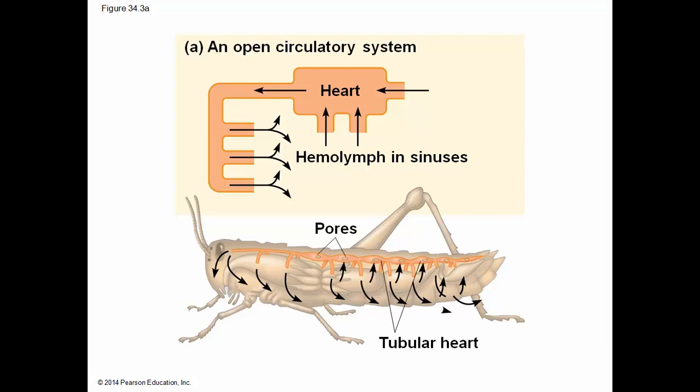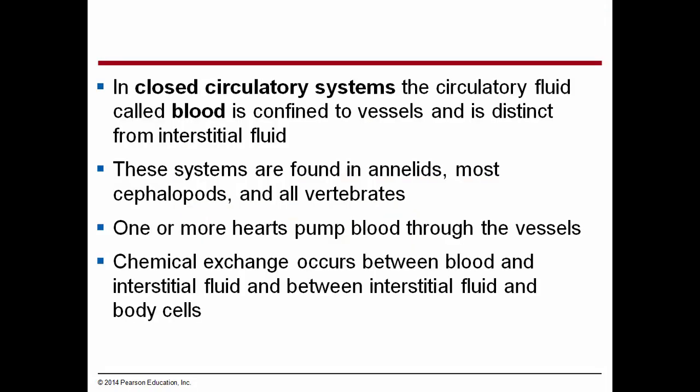Okay, here's a closer detail of the insect circulatory system, pumping the hemolymph through the insect. In closed circulatory systems, the circulatory fluid called blood is confined to vessels and is distinct from interstitial fluid. These systems are found in annelids, most cephalopods, and all vertebrates. Annelids are the roundworms.